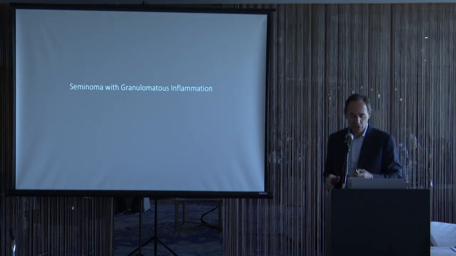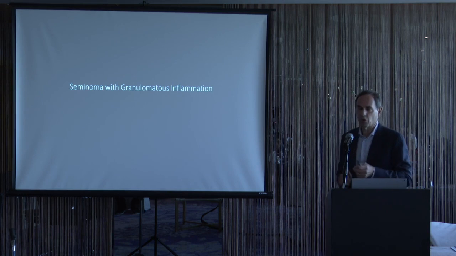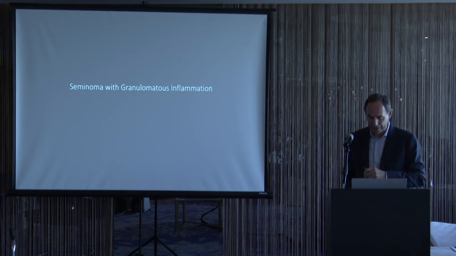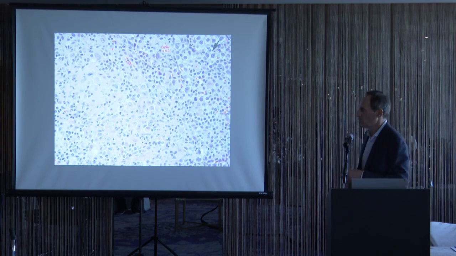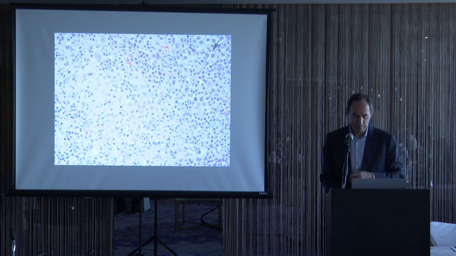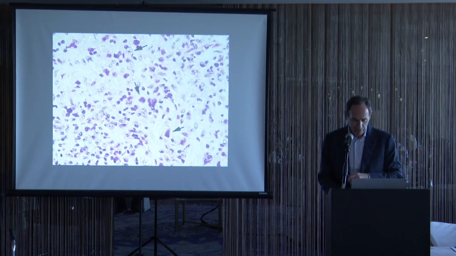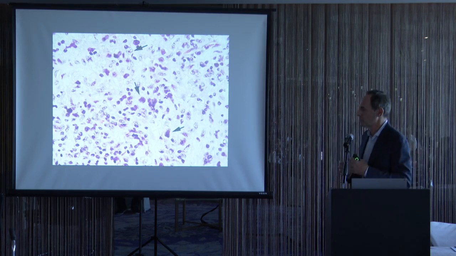So another situation that one can encounter in seminoma is the presence of associated granulomatous inflammation. It's very common in seminomas, about 25% of seminomas, to have these epithelioid histiocytes, these pink cells, admixed with seminoma cells. Most of the time, they're not that extensive. It's not that much of a diagnostic problem. But in some cases, this granulomatous inflammation can obscure or almost obscure the seminomatous component, where it can be a diagnostic issue.